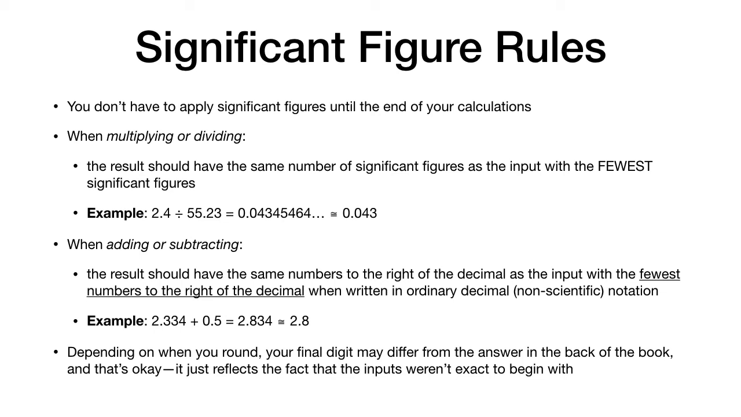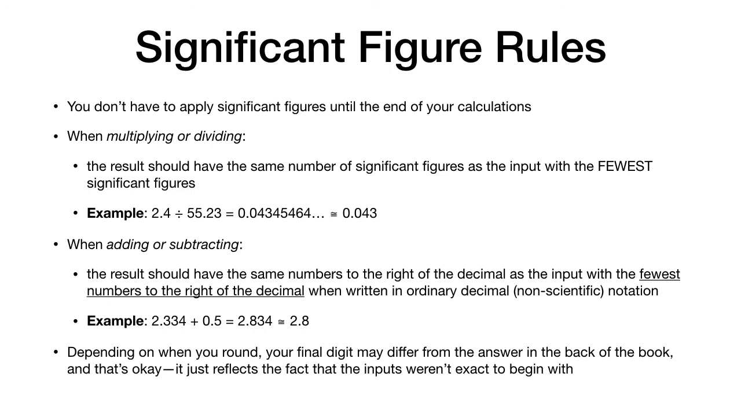So when adding and subtracting, the result should have the same number of digits to the right of the decimal as the input with the fewest numbers to the right of the decimal when written in ordinary non-scientific notation. So if I have 2.334 plus 0.5, the result is 2.834. But because my 0.5 doesn't have additional digits to the right of the decimal, I should round to one digit to the right of the decimal, because 0.5 is the number with the fewest digits to the right of the decimal.